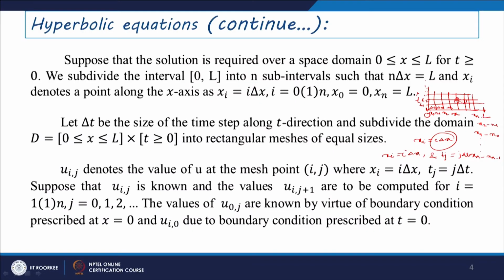So, then we will just vary for that particular level, the variation of i from 0, 1, 2 up to n points. And obviously, we can say that since the boundary values are known to us, u of 0j are known by virtue of the boundary condition at x equals 0, and ui0 is the boundary condition for prescribed t equals 0. Initially, we can just consider that level.